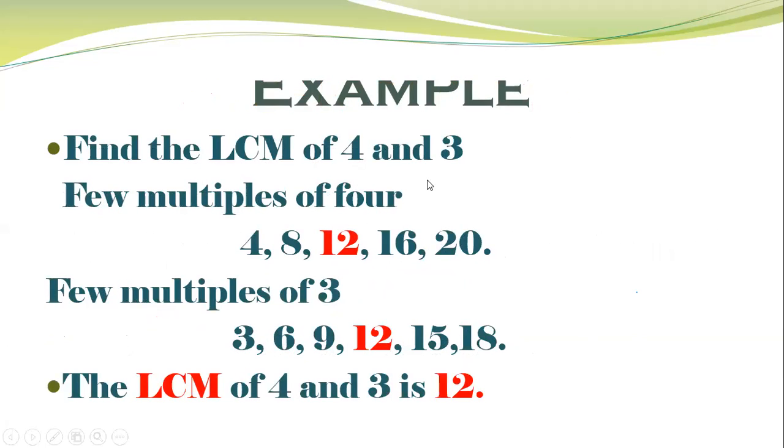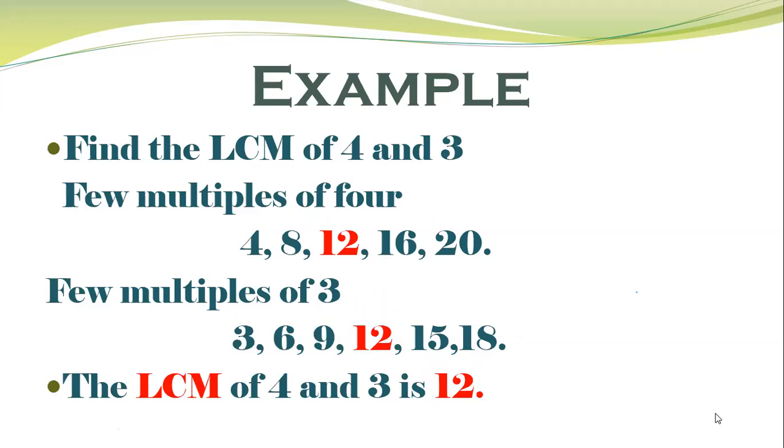Another example is finding the lowest common multiple of 4 and 3. We list the few multiples of 4 which are here, and the few multiples of 3 which are here. The smallest one which is common in both sets is 12. You can see a 12 here and a 12 here. So 12 is the lowest common multiple of 4 and 3.